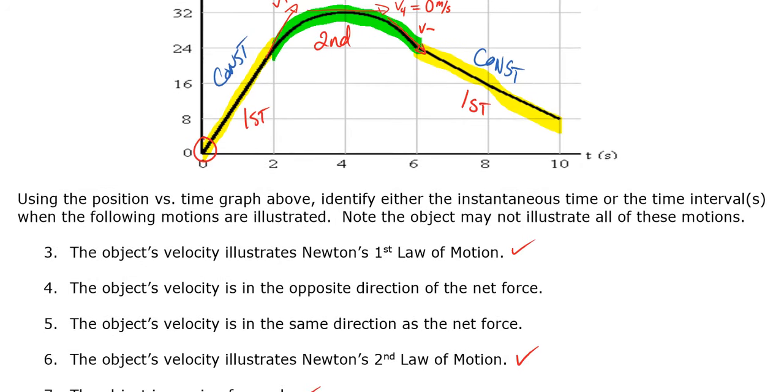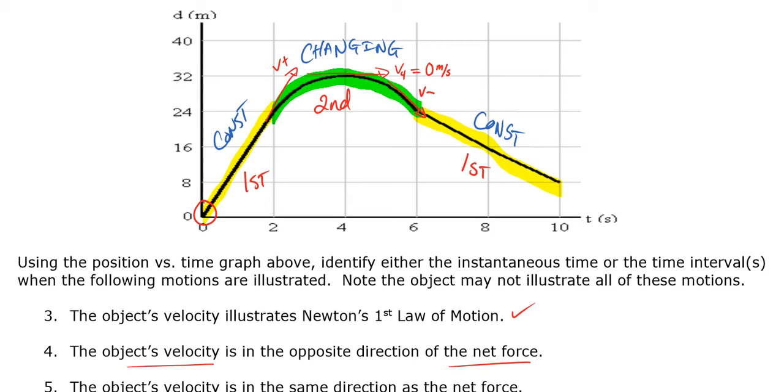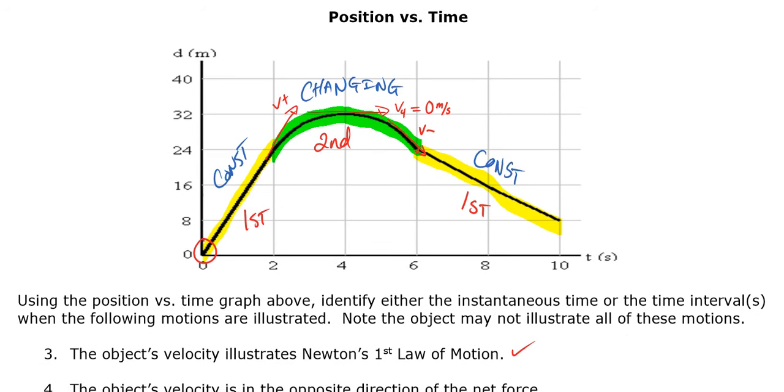Okay, number four is actually the hardest question out of all these questions because it's asking for both the velocity and the net force. Now, the net force is only acting during what time interval? So the net force is only acting between 2 and 6 seconds. Okay, so let me just erase all of this stuff, so you don't focus on them.